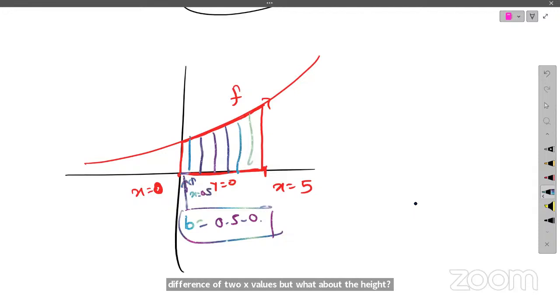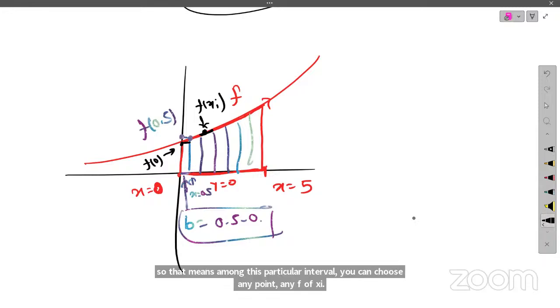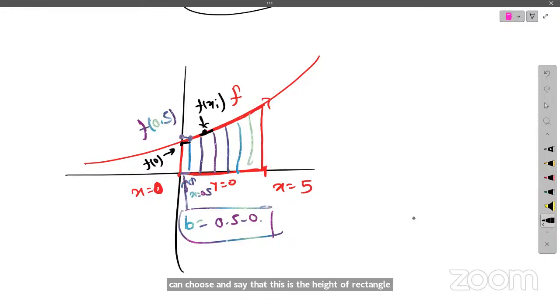So one can say that, okay, you can take this point and make the value here, and whatever value here is, that means you can take f of 0.5 to be your height of rectangle, or you can take f of 0 to be the height of your rectangle. So among this particular interval, you can choose any point, any f of xi, and say that this is the height of the rectangle. So here for height, we have a choice.